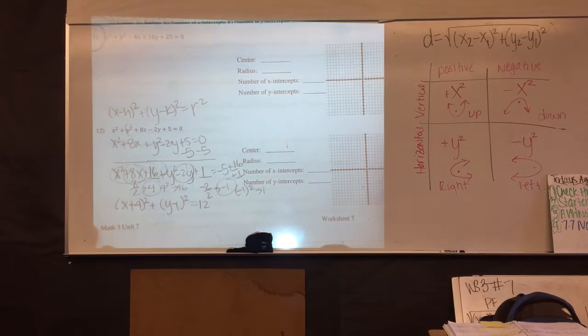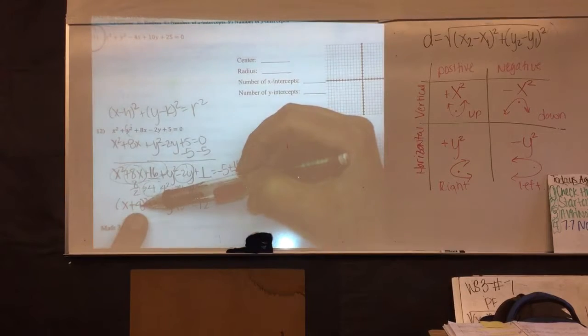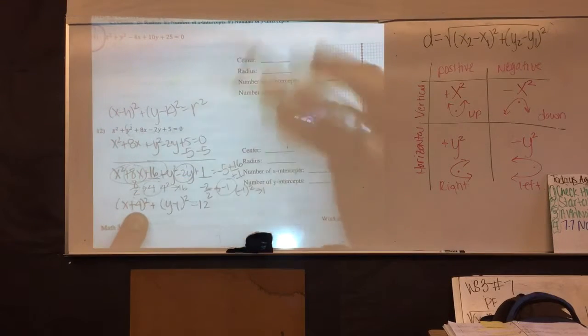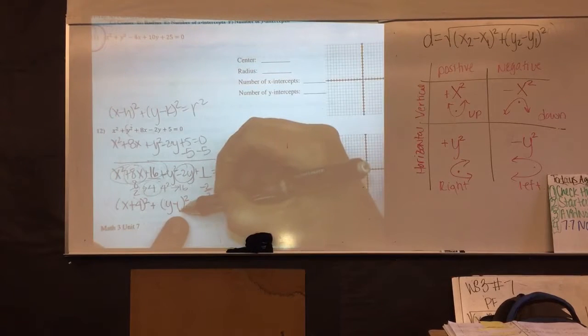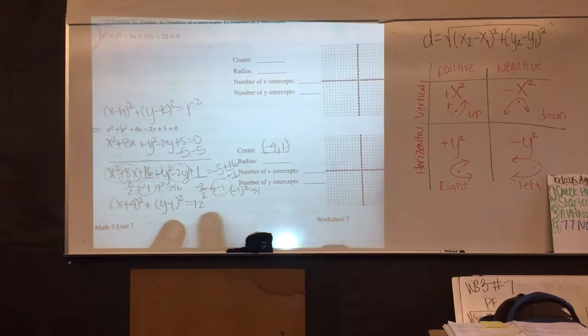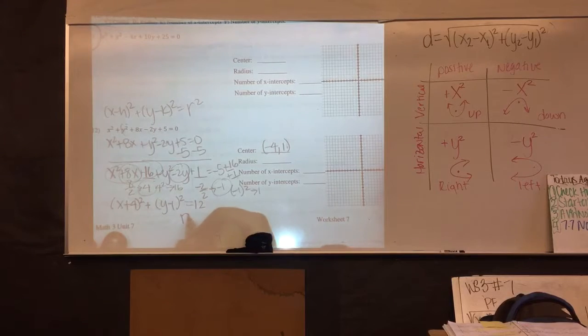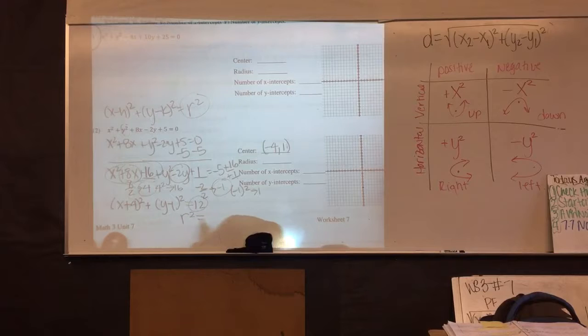So the center comes from the h, k. Remember the h is the one next to the x, so that's going to be 4, but then it's opposite, so it's negative 4. And then the k comes from the value next to the y, and it's opposite, so this is minus 1, this will be a positive 1 here. The radius is not 12. You need to take the square root of 12 to get your radius, and so remember this is r squared here. So r squared equals 12.